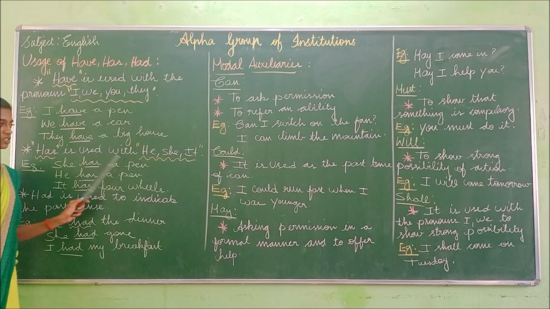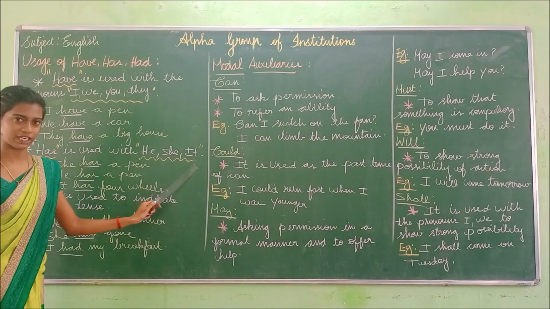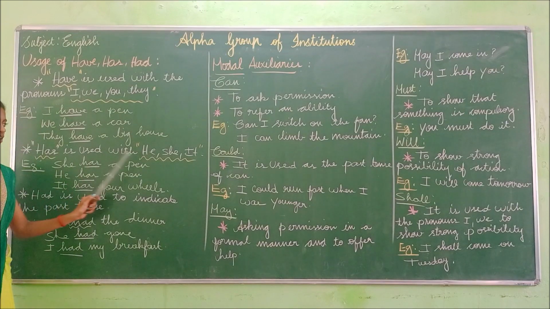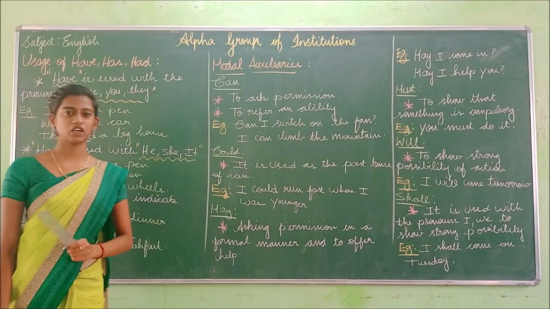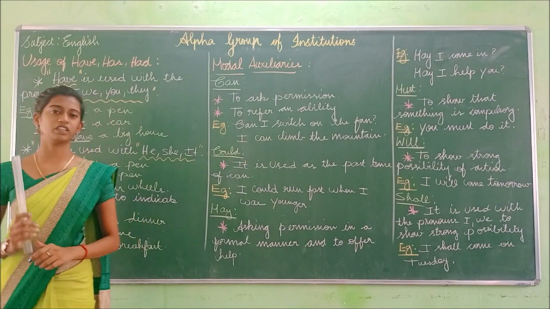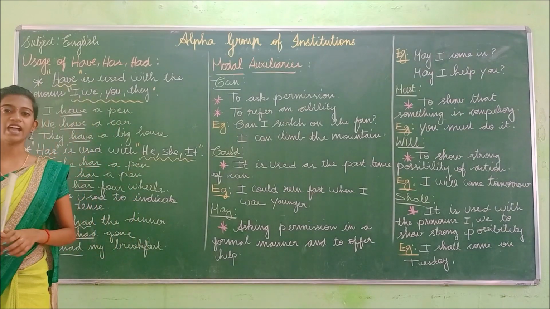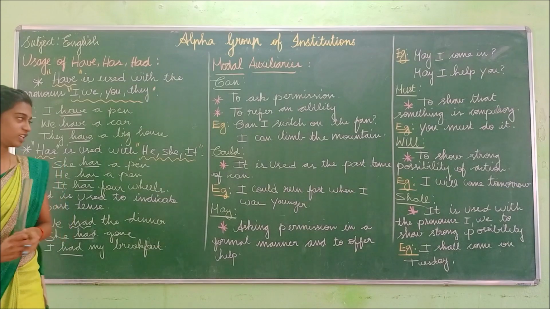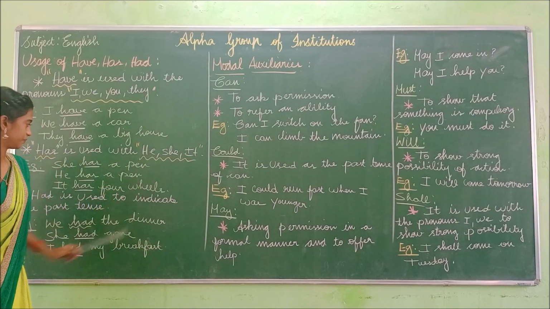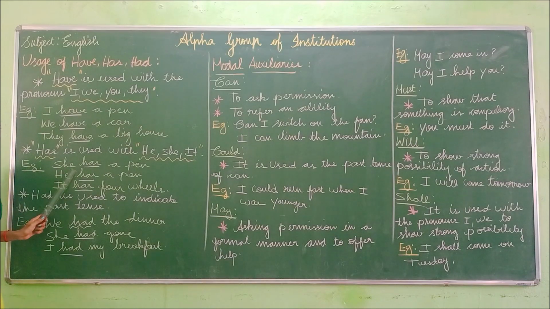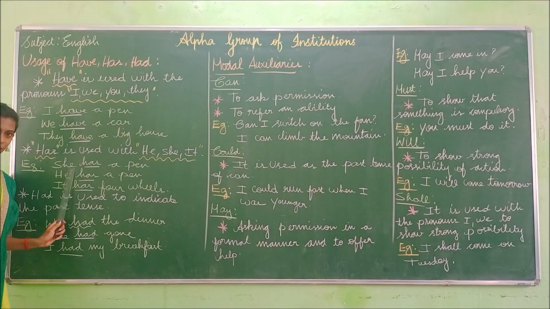Has is used with he, she, it. So what is he, she, it? So these are the third person singular. So if the third person singular comes, we have to use the verb has. Look at the examples. She has a pen. So she is the third person singular. So we have used the verb has.